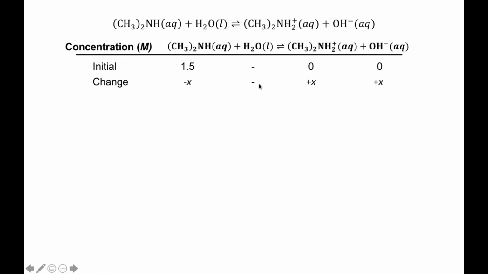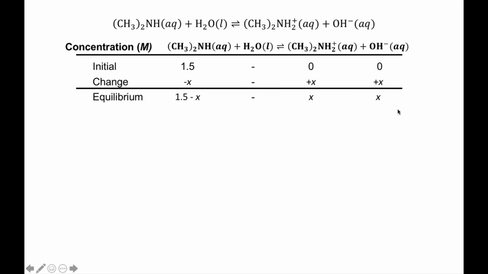Then the change is minus X for the weak base, and plus X for the dimethylammonium and the hydroxide ion concentrations. At equilibrium, it's 1.5 minus X for the weak base, and then the other two products are X and X. Since Kb is small, X is going to be much less than 1.5. That means we can assume that the initial and equilibrium concentrations of our weak base are the same, and so 1.5 minus X becomes 1.5.